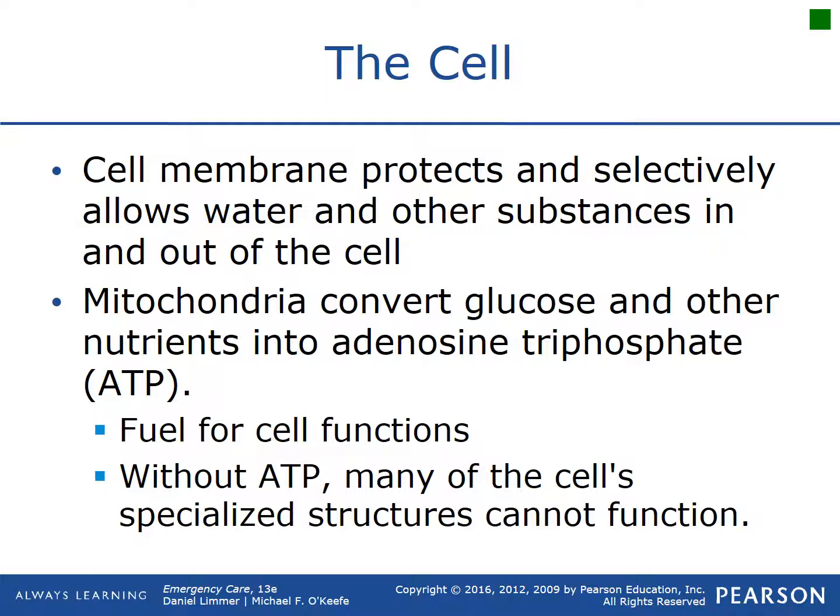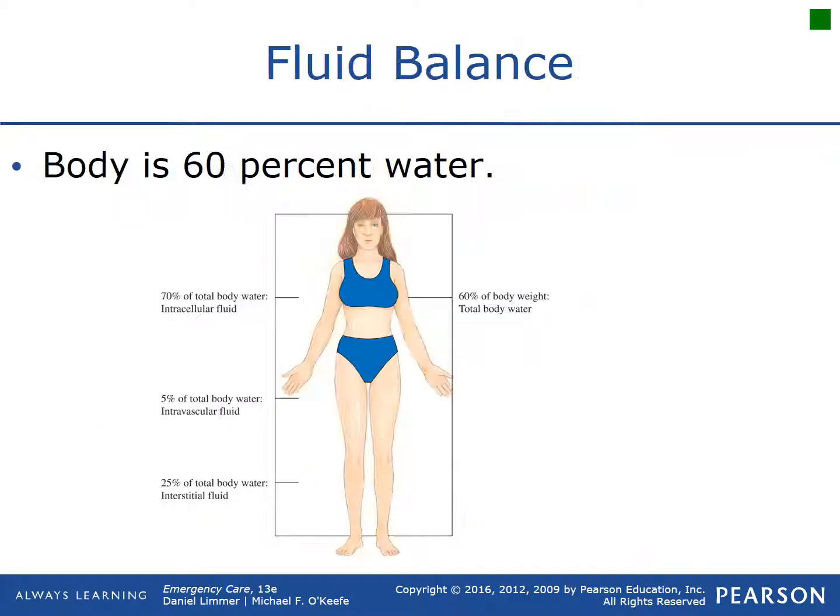The mitochondria within that cell has one of its most essential jobs, which is to convert glucose, the sugar within your body, and some other nutrients into adenosine triphosphate, ATP. You will hear the word ATP a lot within this class. ATP is essentially the fuel for your body. This is the fuel that makes everything function the way it should within the body. Without ATP, your body's not going to function very well at all.